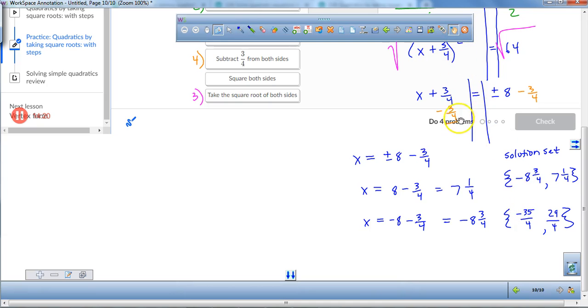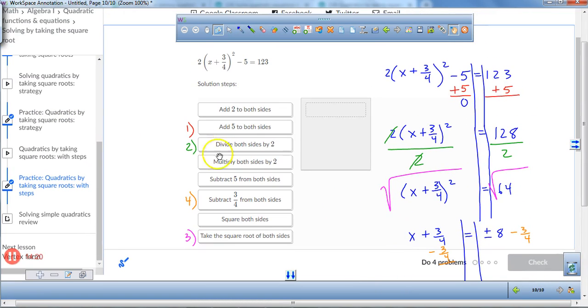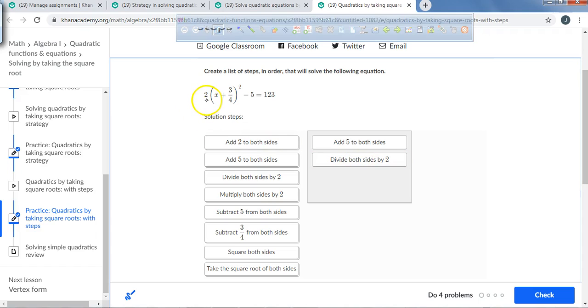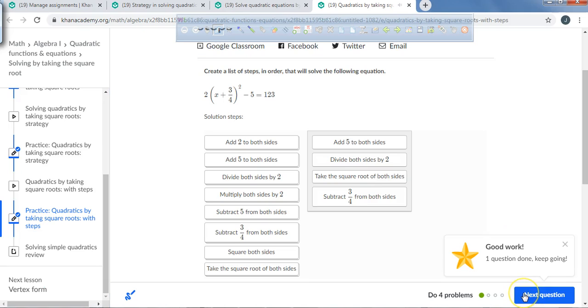But we didn't have to do that all on this problem. On this problem, it just asked us for the 4 steps, 1, 2, 3, 4. So now I'm going to go ahead and do them. First step, we added 5 to both sides. We cancel the 5 out. Second step, we divided both sides by 2 to isolate this expression right here. Then we took the square root of both sides. And last but not least, we subtracted 3/4 from both sides. And voila, we are done. That's all you have to do on these.